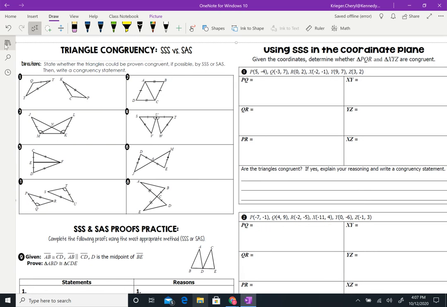So, triangle congruency. State whether the triangles could be proven congruent, if possible, by side, side, side, or side, angle, side. Then write a congruency statement. Change my color again, because I can. All right.